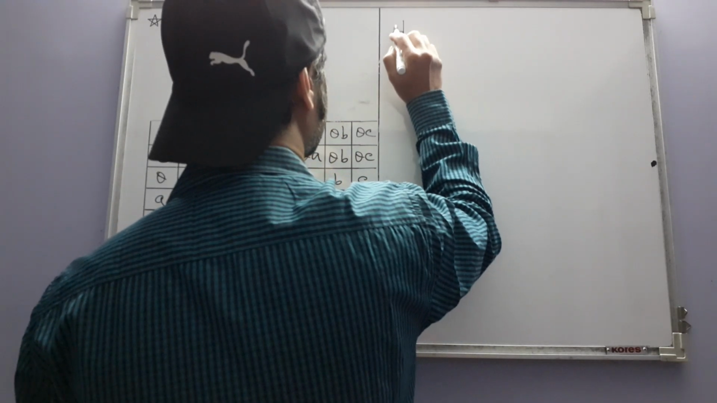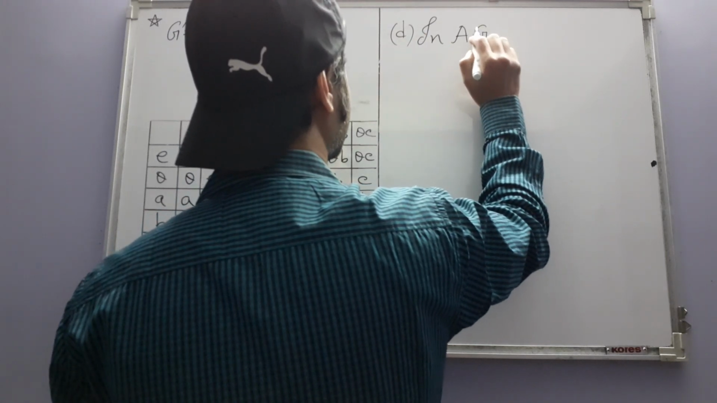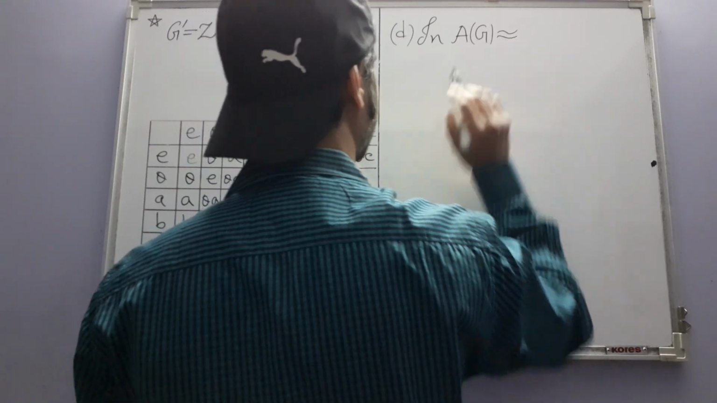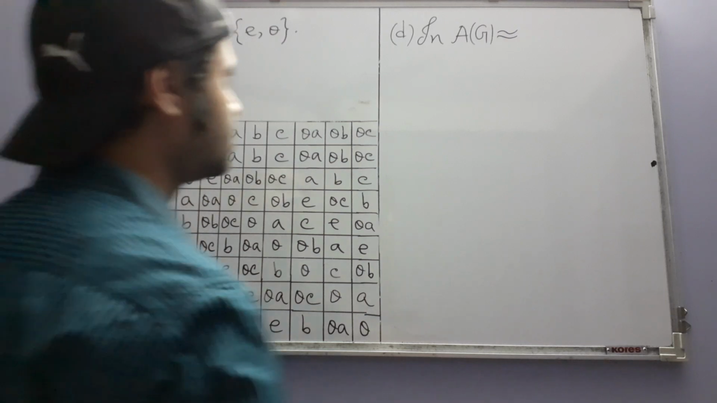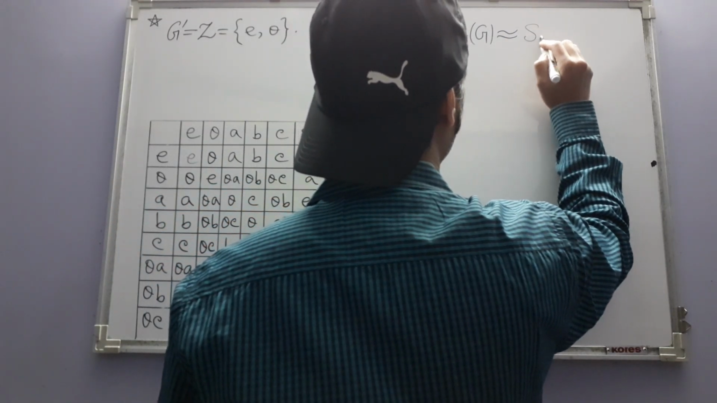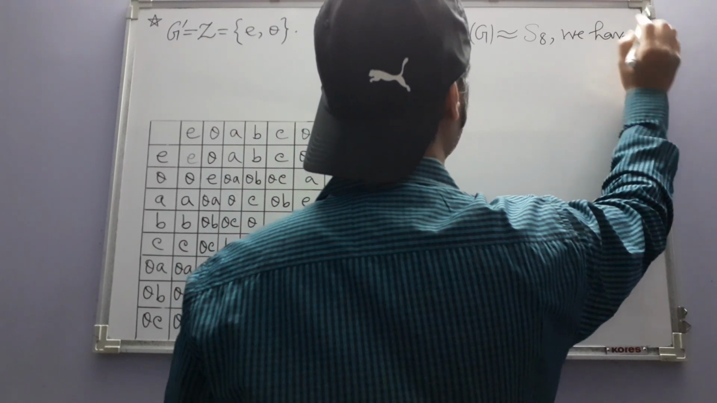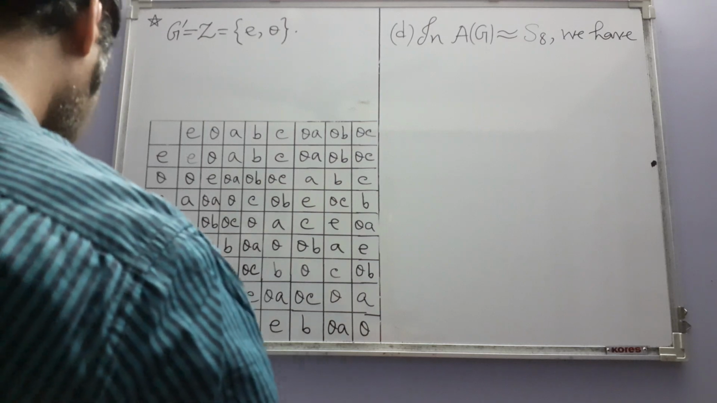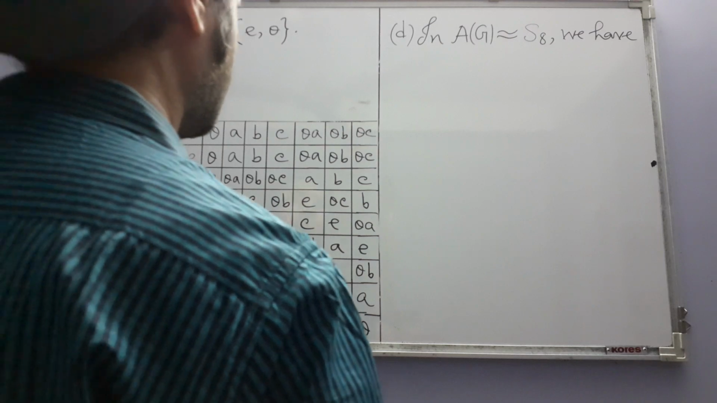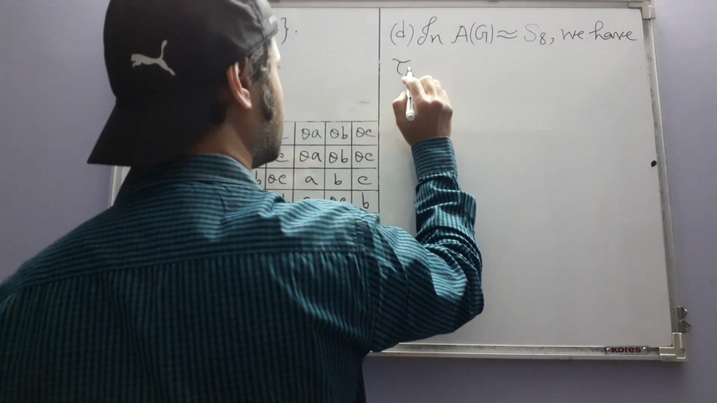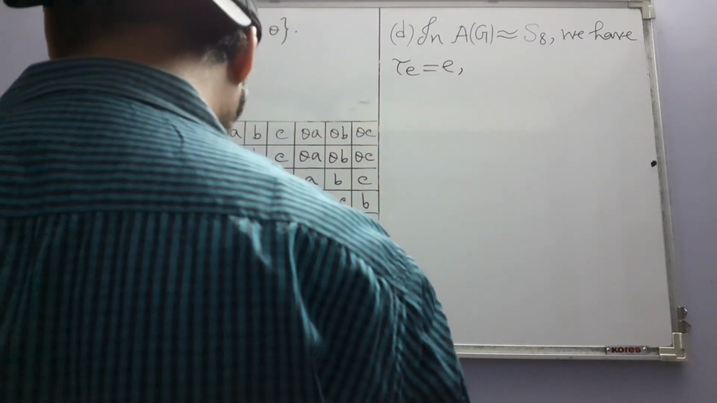D. In A of G, because G has 8 elements, its permutation group is isomorphic to S8. In it, now we have those tau functions again. So the beginning is trivial, tau v is E.